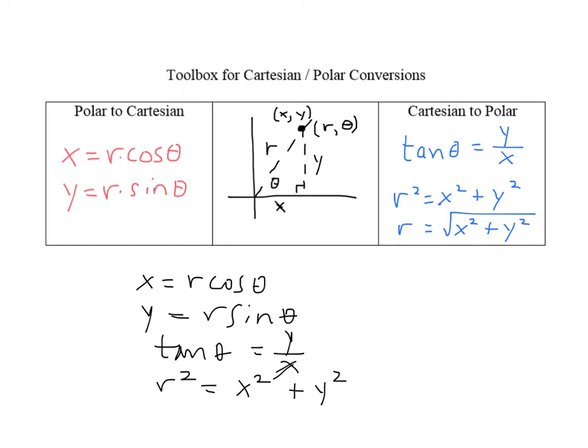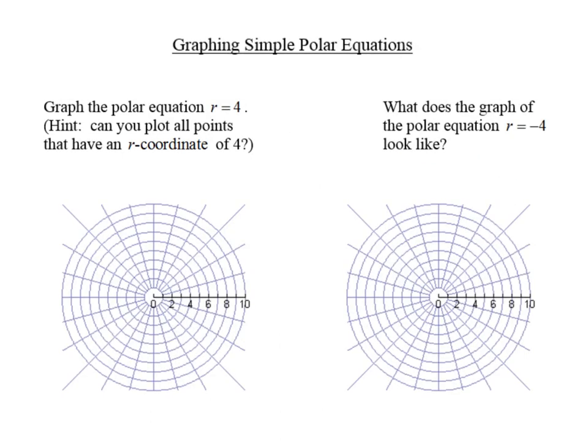We're going to now take a look at graphing some simple polar equations. So what do you think the graph of the polar equation r equals 4 would look like? Think about it from this perspective: you just want to plot all the points that have an r coordinate of 4. It doesn't really matter what theta is, you just have to make sure that r is 4. So what would that graph look like? Why don't you plot, say, 3, 5, 7 points that have an r value of 4, and then see if you can sketch in the graph.